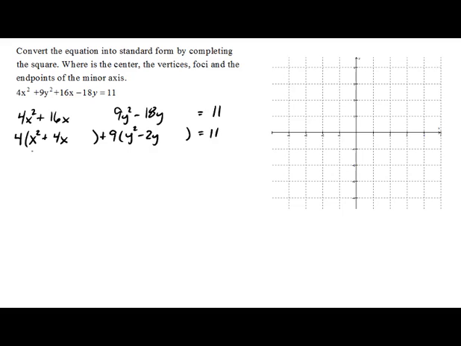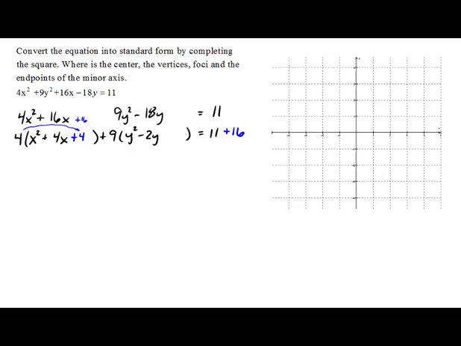So what I did is I grouped the variable terms and factored out the coefficient on the squared terms. Now to complete the square, for the x's, I know that I need half the middle term squared. I need to add 4 inside here. So when I add 4, remember now, this is actually a 4 times 4. So really what I did is I added 16 to the left side. So I need to make sure that I rebalance the equation and add 16 to the right side.